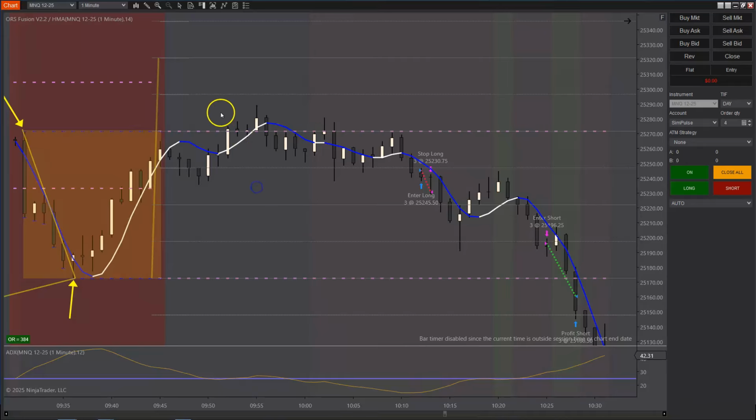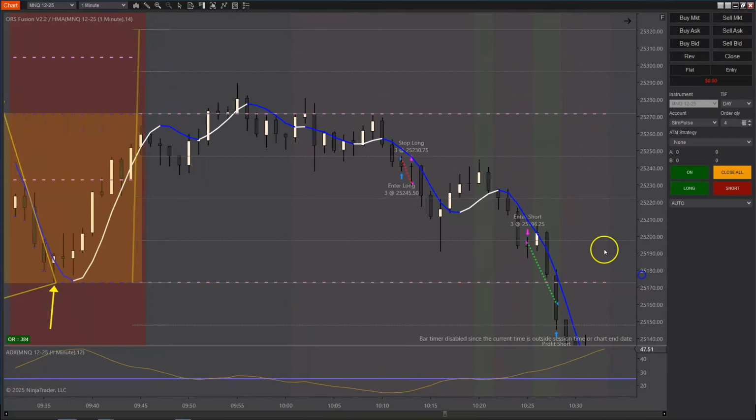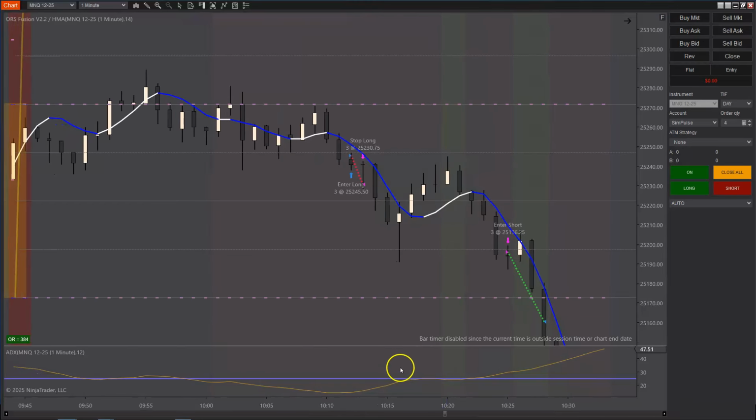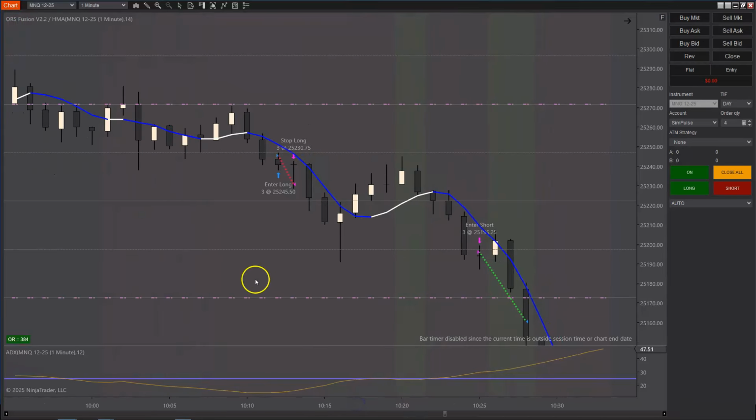So here's a loss and here's a win. Let's figure out why we entered this trade here. We'll go through a couple trades.